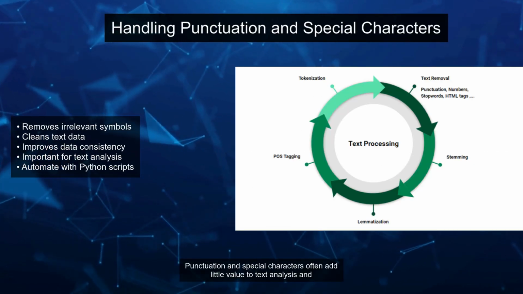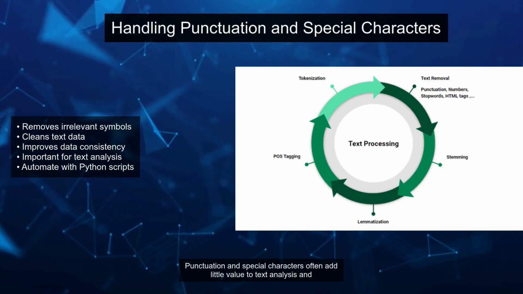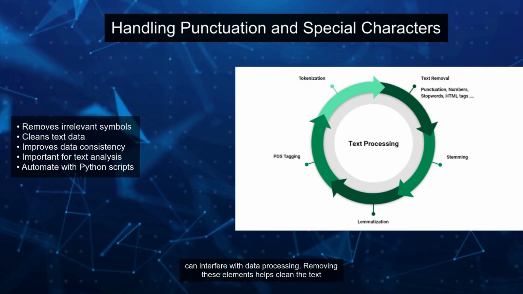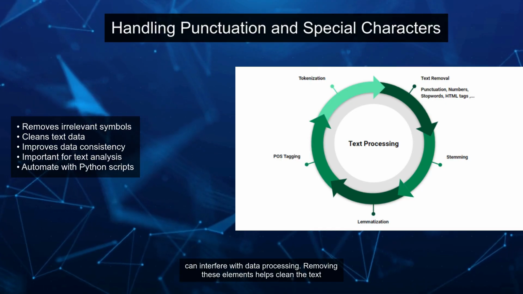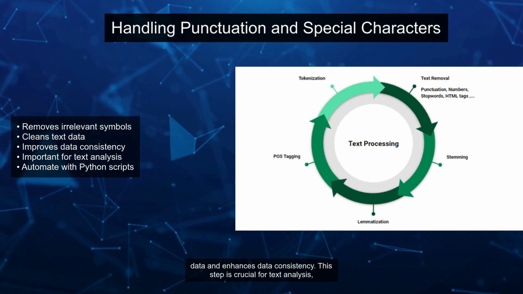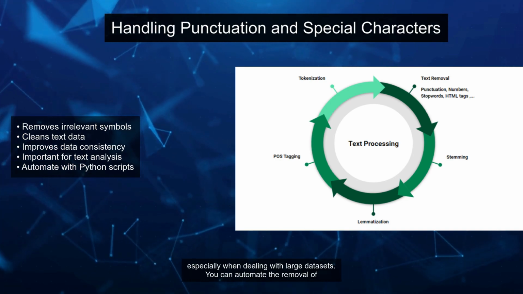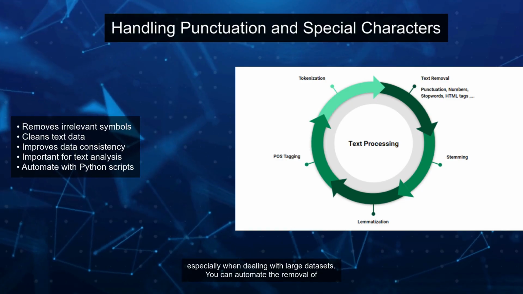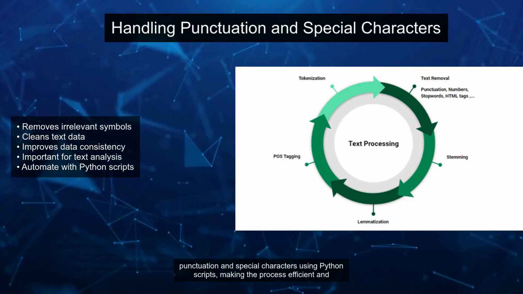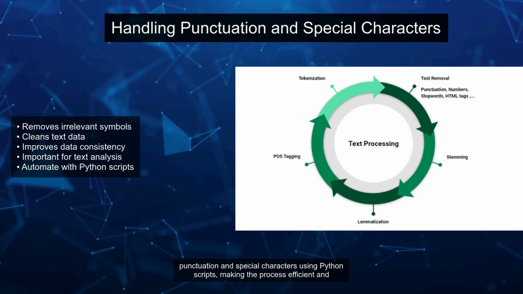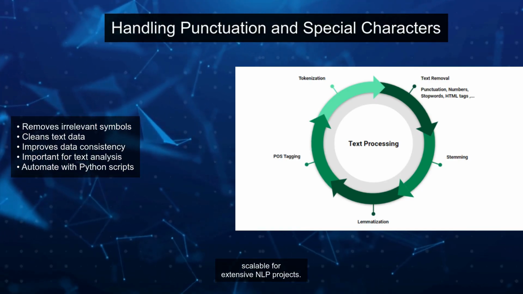Punctuation and special characters often add little value to text analysis and can interfere with data processing. Removing these elements helps clean the text data and enhances data consistency. This step is crucial for text analysis, especially when dealing with large datasets. You can automate the removal of punctuation and special characters using Python scripts, making the process efficient and scalable for extensive NLP projects.